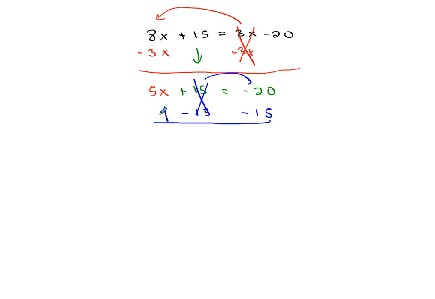This will give me 5x equals negative 20 and negative 15, same signs, find the sum. 20 and 15 is 35, or negative 35. And then I don't want 5x, I just want x. Divide both sides by 5. And x is equal to negative 7.